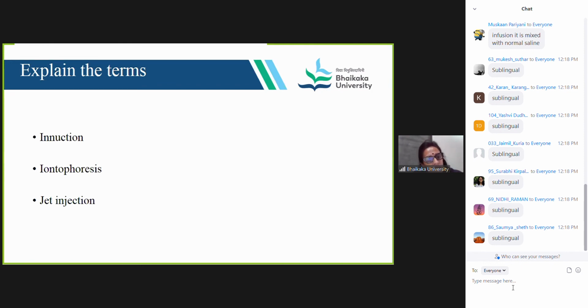of these three terms. One is induction. Second is iontophoresis. Please write down the spelling correctly. And the third is jet injection. So you all have to find out, you have to be able to explain these three terms and their purpose. Okay. So I am going to discuss these three terms tomorrow, but it is related to absorption and it is related to the route. So just find out what these three terms are.